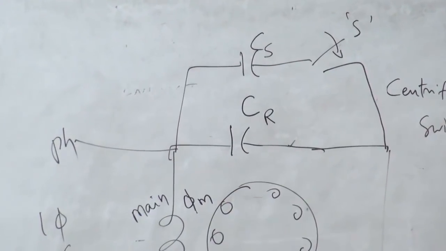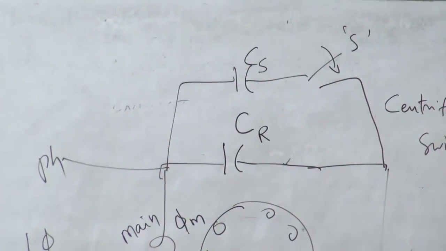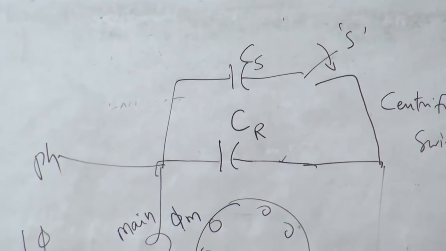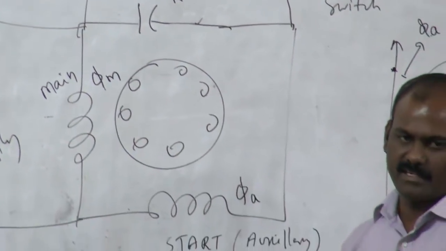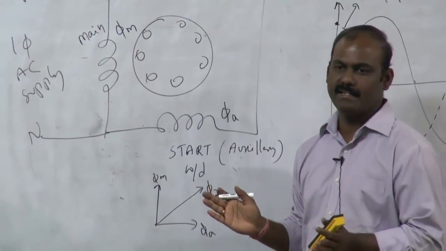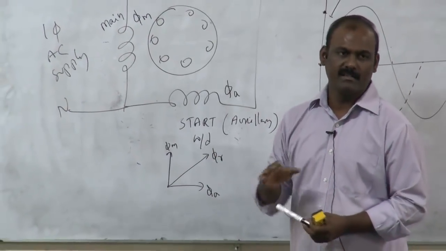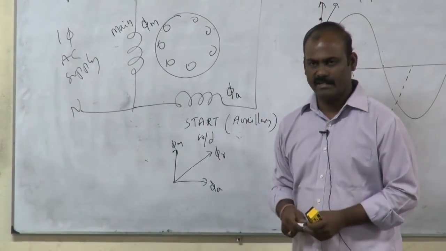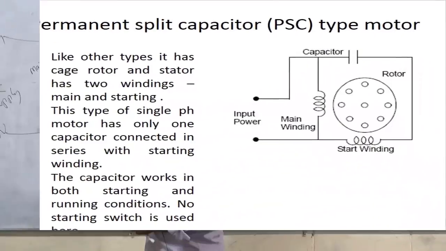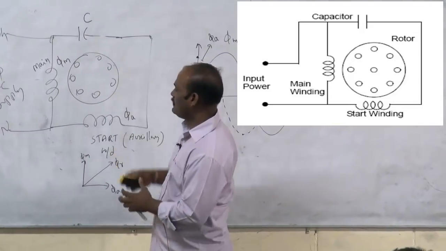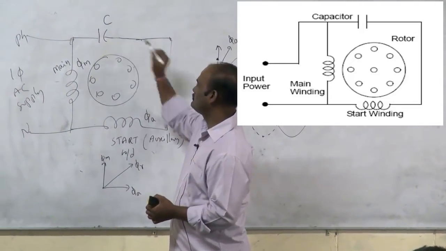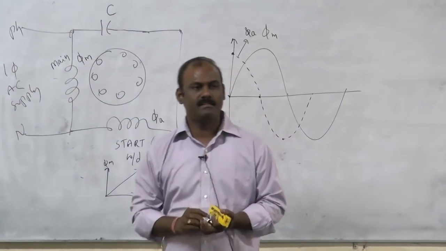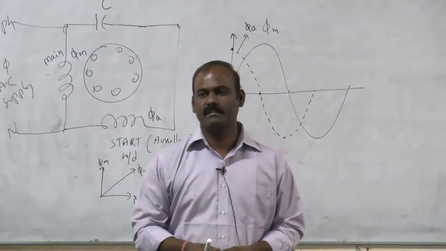Again the same circuit will be there. That means the two fluxes which are obtained in the main field and the starting winding field will be 90 degrees apart, so that you can find the resultant field which will be rotating in the space. Permanent capacitor. Only one capacitor will be there, that will be connected in the circuit. It is permanent.